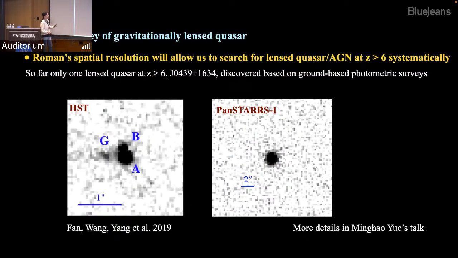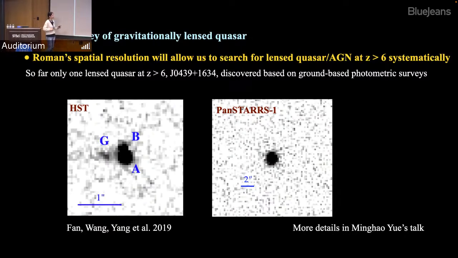And we will also highlight that Roman's high spatial resolution and high sensitivity will allow us to carry out a systematic survey of gravitationally lensed quasars, in particular at high redshift. We know that there's only one lensed quasar known at high redshift above 6. And this one was discovered based on ground-based photometric imaging data. As a comparison, here's the HST image. We can resolve this system. It's a very compact lensed quasar system.